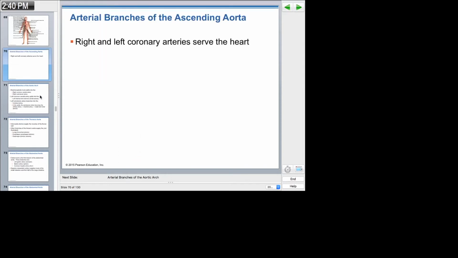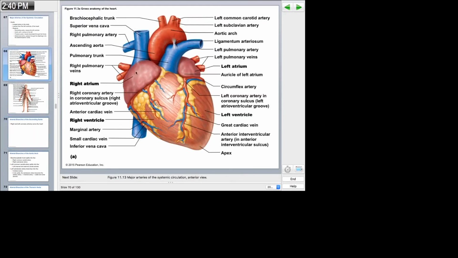You've got your right and left coronary arteries that serve the heart. So here is your left coronary artery that travels along the left ventricle, and your right coronary artery that travels along the right ventricle just underneath the right atrium.